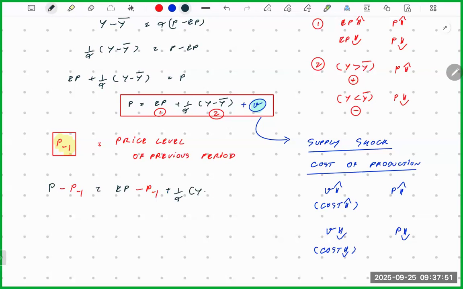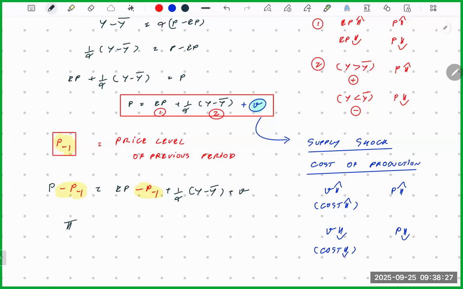1 over alpha, y minus y bar, plus V. I put minus P minus one on the right, and minus P minus one on the left. So what is the meaning of that? On the left, P is applied today and P minus one is applied yesterday. So this is the change of price. P minus P minus one is the change of price. How the price today becomes more expensive than the price yesterday, right? So this is actually the concept of inflation.